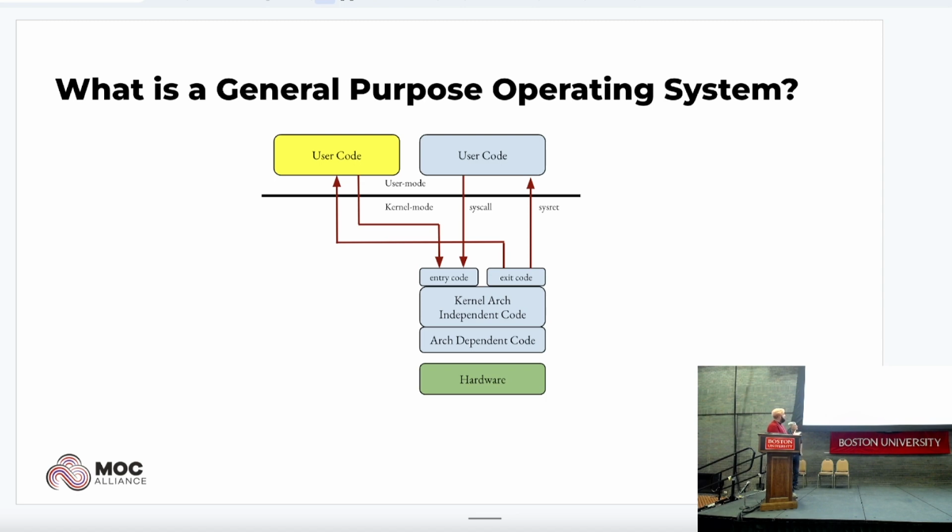We have two users' processes that are running. They're both running on the same kernel. The kernel has a lot of infrastructure built into it to isolate these processes and to ensure that they can't interfere with each other. But it's not quite that simple.